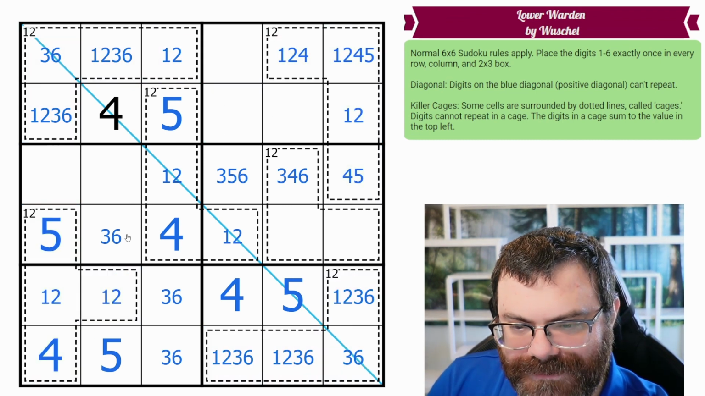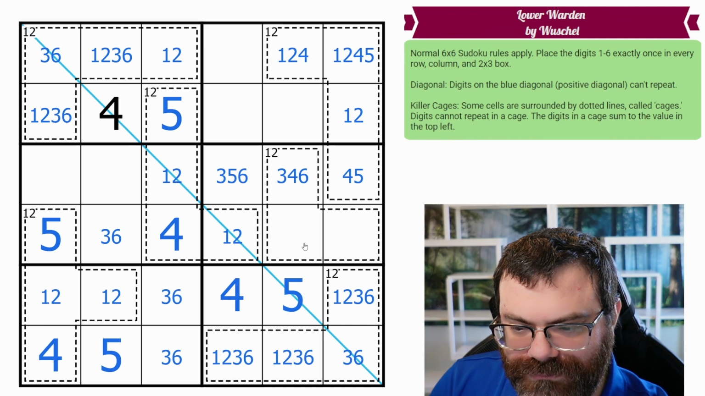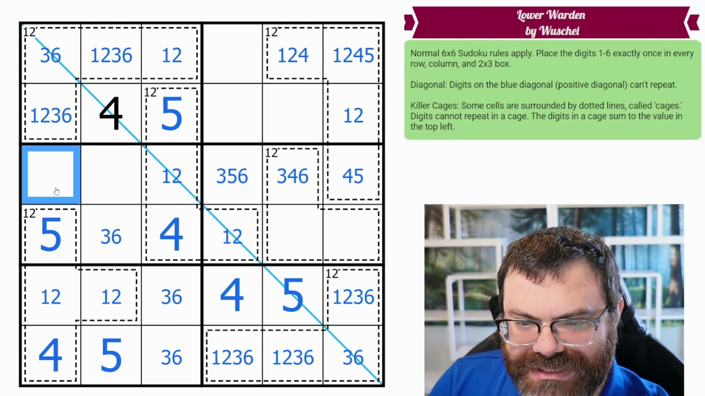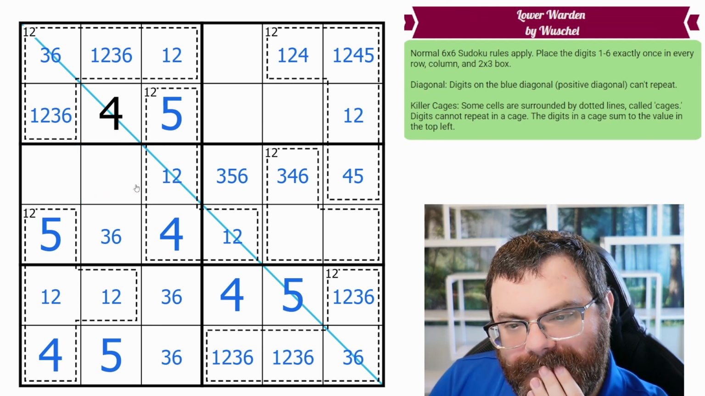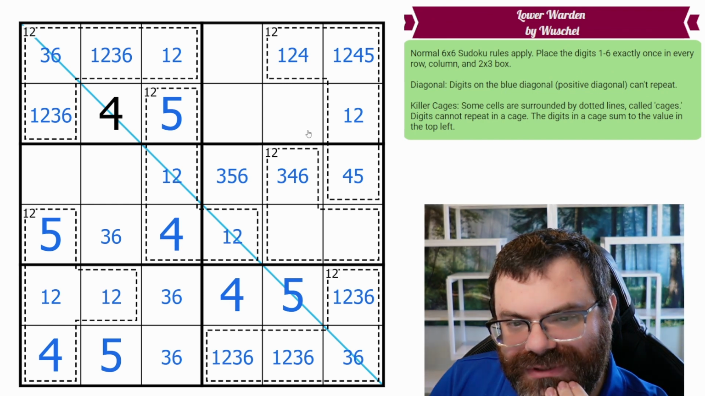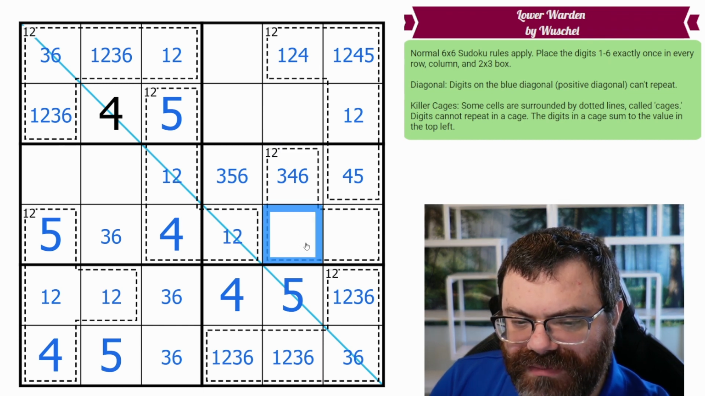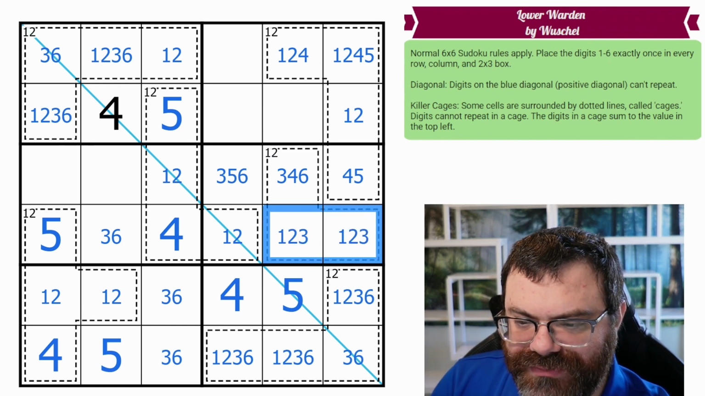So, let's see. This is going to be from 1, 2, 3, 6. Oh, both of these are. I'm missing something obvious, I'm sure. Okay, maybe we think about this 1, 2, 3, 6 down here.